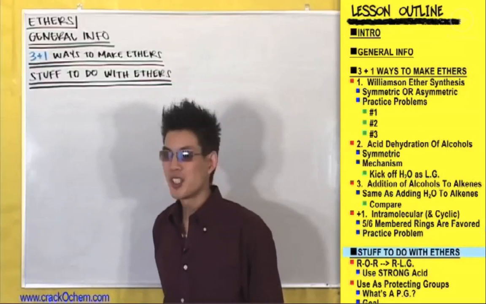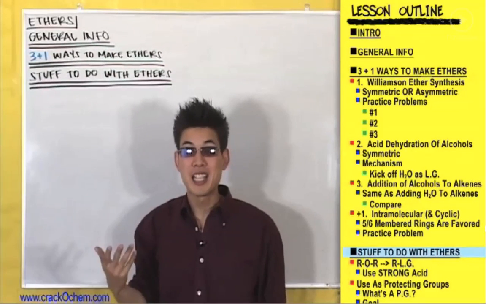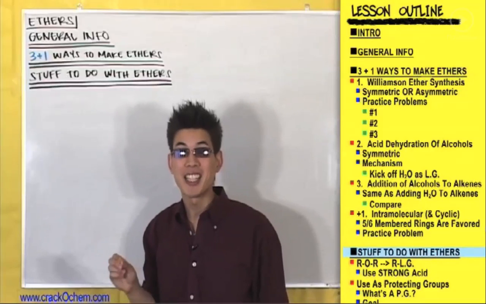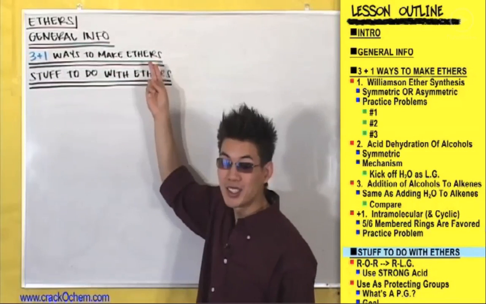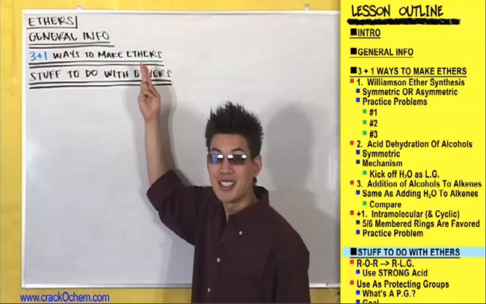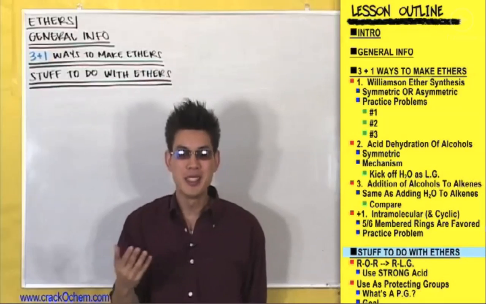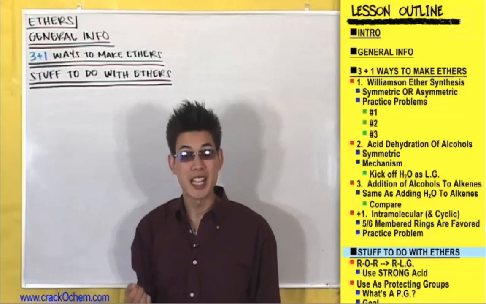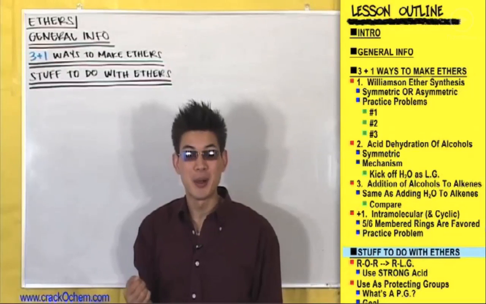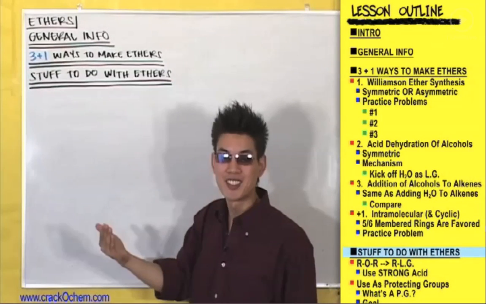Okay, so far we've talked about the general information about ethers. We talked about them being very stable compounds known to be not that reactive. We then went on to talk about ways you can make ethers. Now that you know how to make ethers, let me show you some stuff you can do with ethers now. But this might be kind of a weird concept because didn't we just say that ethers are very stable, they're not that reactive of compounds? Yeah, right, so how are we going to be doing these things with these unreactive compounds?